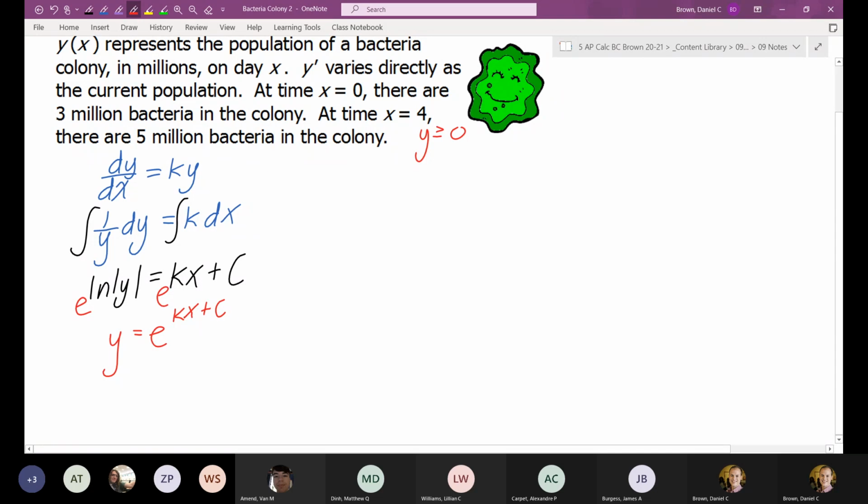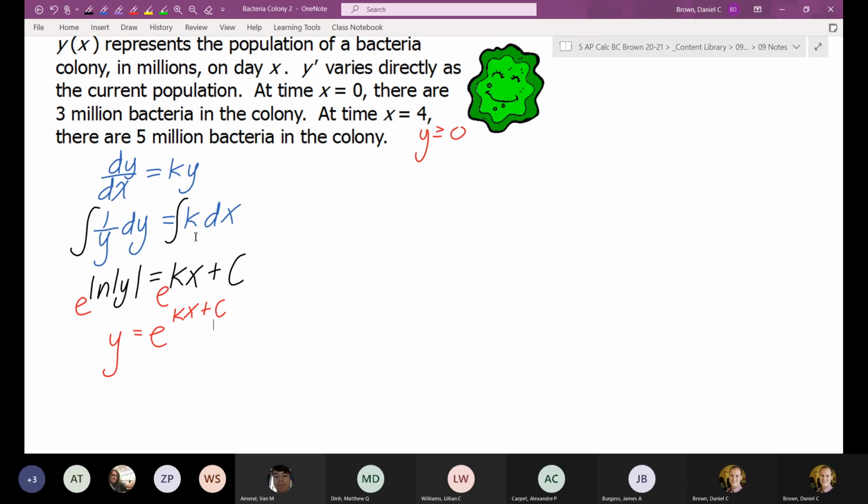I do want to pause right here and talk about why I'm solving for y now. Typically, I always plug in my initial condition first and then solve for y. For a problem like this, where we have two unknowns, both the k and the c, it's often easier to solve for y first. It just makes the algebra in the long run a little bit easier. I'm also solving for y because I want you to see what type of graph this is going to become.